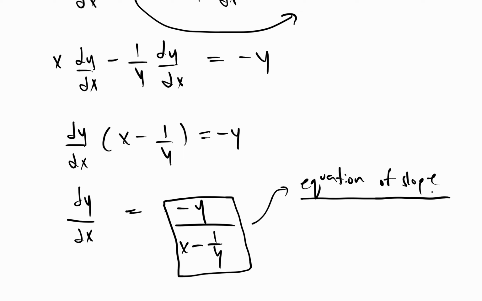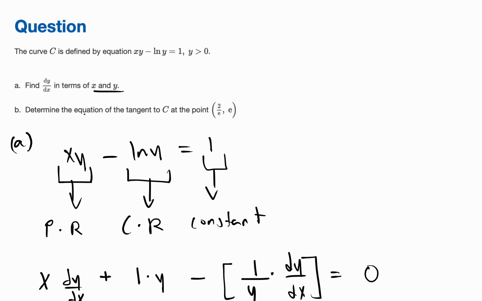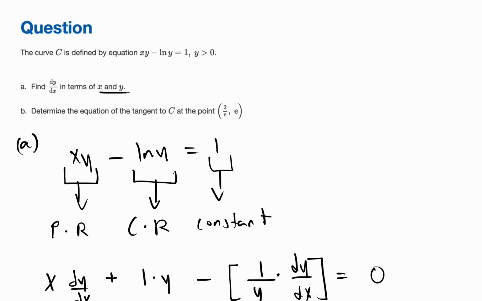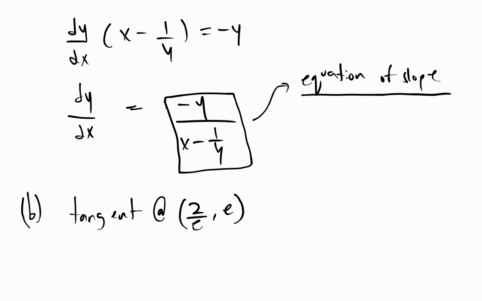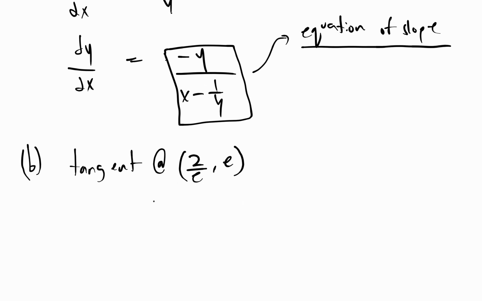Okay? Now using this, let's find the actual slope, because that's what we need for part B. Part B tells us to determine the equation of the tangent to C at this point, 2 by e, comma e. So let's do part B. Tangent at 2 by e, comma e. This is our point. Okay? How do we do this? Well, we have the equation of the slope. Can we now substitute these coordinates into this equation to find the slope at this particular point?